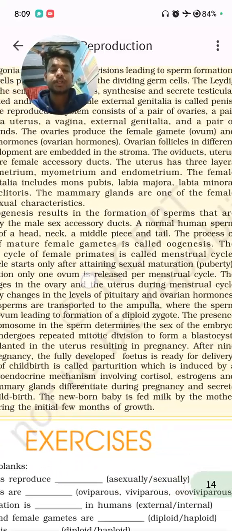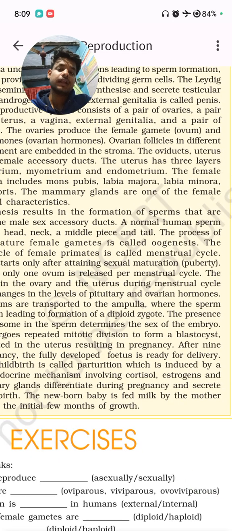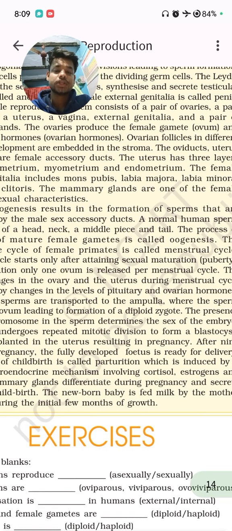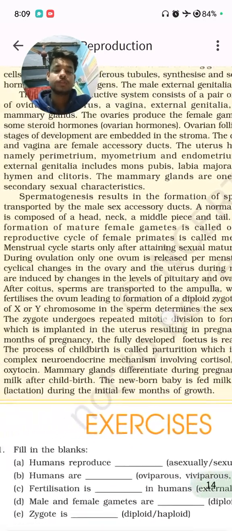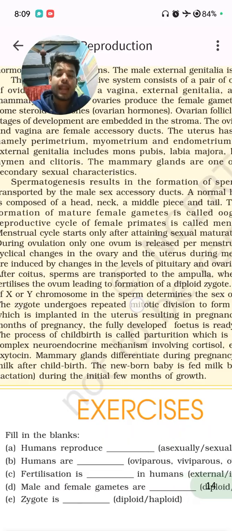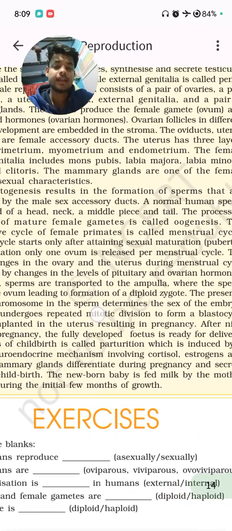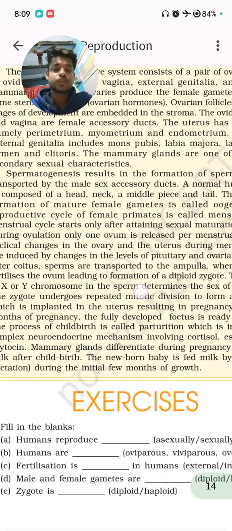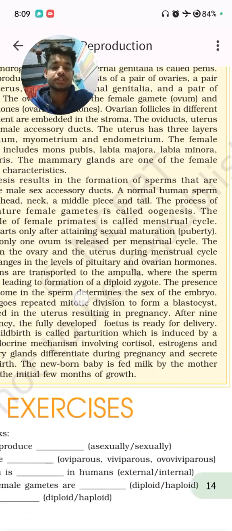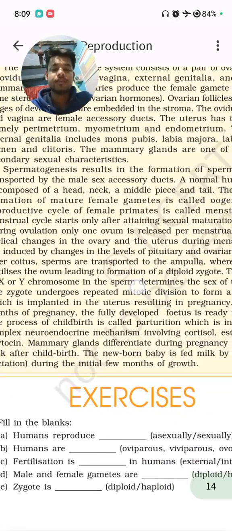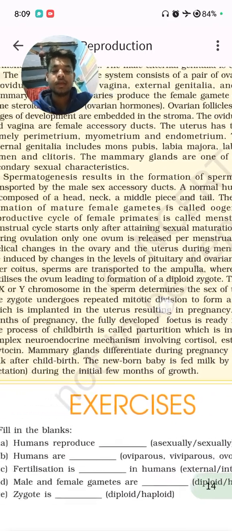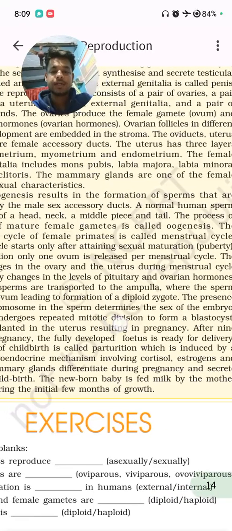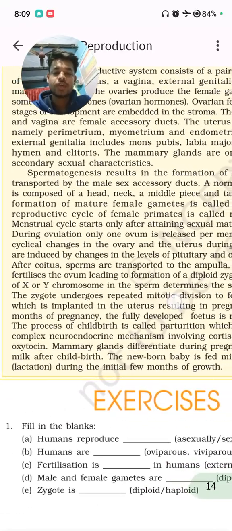Spermatogenesis results in the formation of sperm that are transported by the male sex accessory ducts. A normal human sperm is composed of the head, neck, a middle piece, and tail. The process of formation of the mature female gamete is called oogenesis. The reproductive cycle of female primates is called the menstrual cycle. The menstrual cycle starts after attaining sexual maturation, puberty. During ovulation, only one ovum is released.